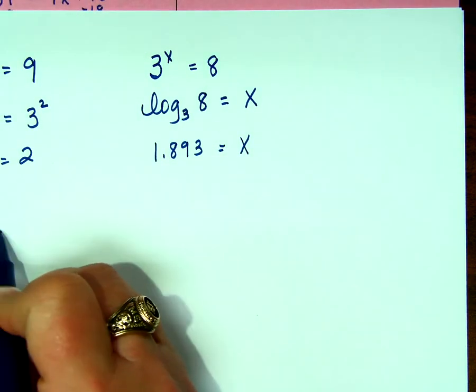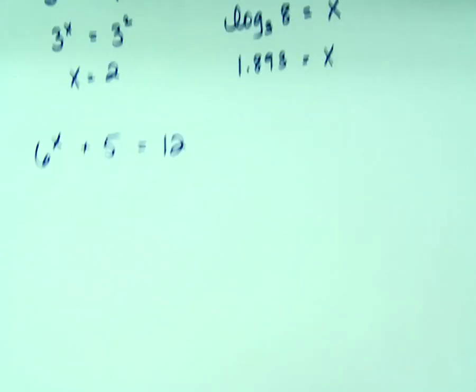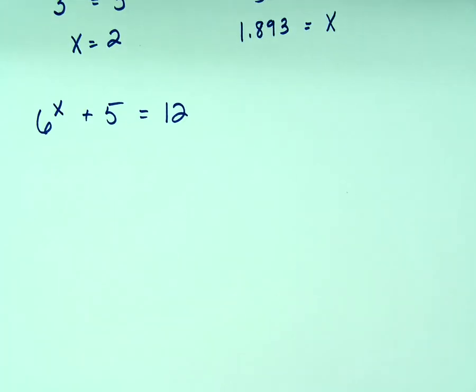6 to the x power plus 5 equals 12. How do I solve that problem? 6 to the x power plus 5 equals 12. What should I do first?